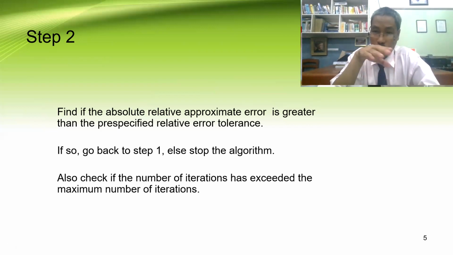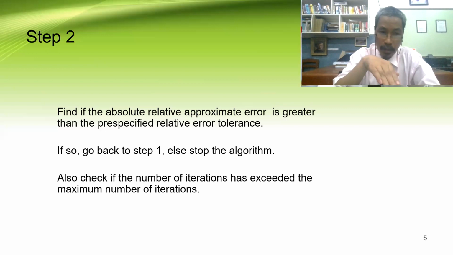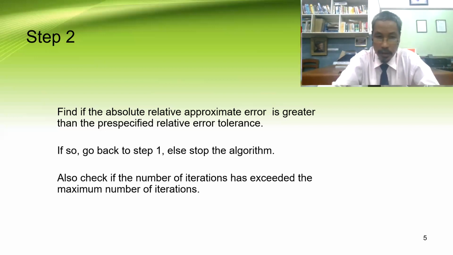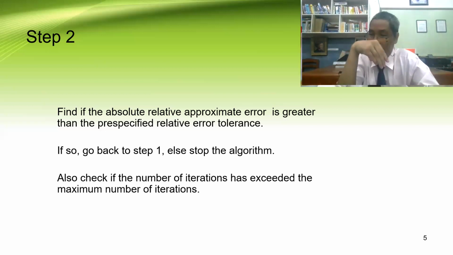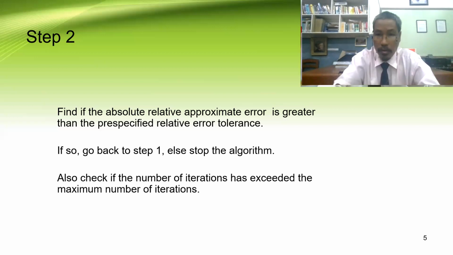We will know when to stop if this specified relative error tolerance is greater than our calculated absolute relative approximate error. So we will stop the algorithm. Also check if the number of iterations has exceeded the maximum number of iterations required. For example, if this requirement is 10 iterations. In the last module, we showed you that there are examples that need about 18 iterations.